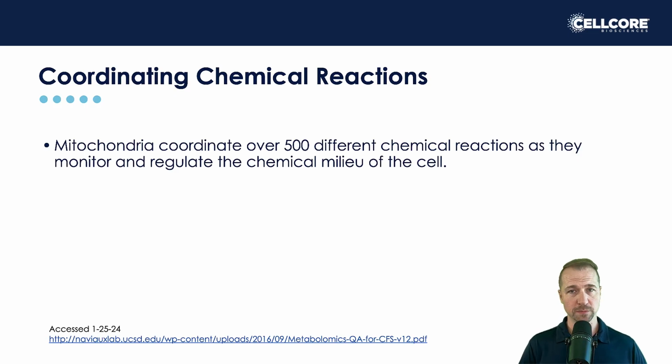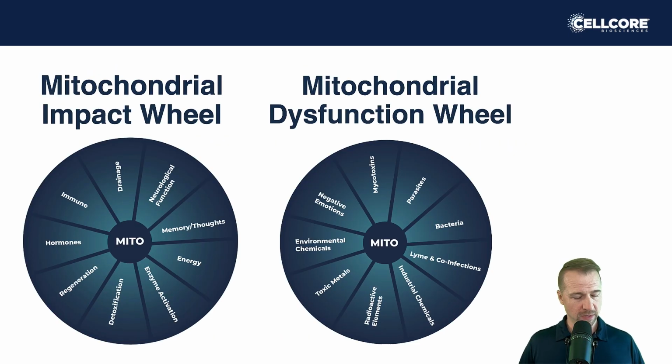So mitochondria is super critical. And I love these graphics here. So we got the mitochondrial impact wheel on the left, and in the middle there, the mitochondrial dysfunction wheel. So what does the impact wheel mean on the left? These are all the things that the mitochondria impact. Drainage, immune system, hormones, regeneration, detoxification, enzyme activation, energy, memory and thoughts, neurologic function. All those things are impacted by mitochondria.